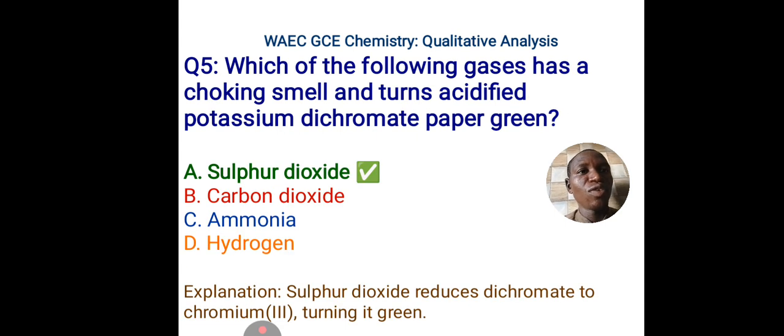Next question says, which of the following gases has a choking smell and turns acidified potassium dichromate paper green? The correct answer is sulfur dioxide. Sulfur dioxide has a choking smell and it turns acidified potassium dichromate paper to green. It reduces the dichromate to chromium 3, turning it green. So I hope this is also clear. So this is the test for sulfur dioxide.